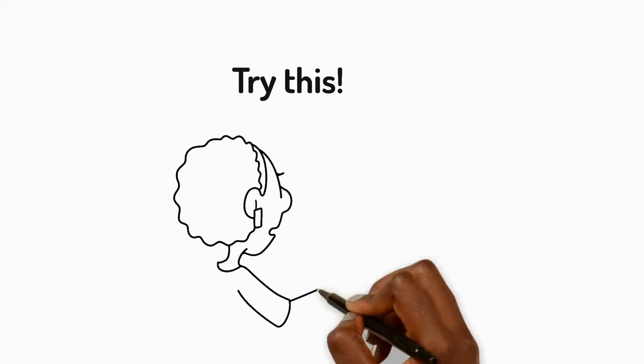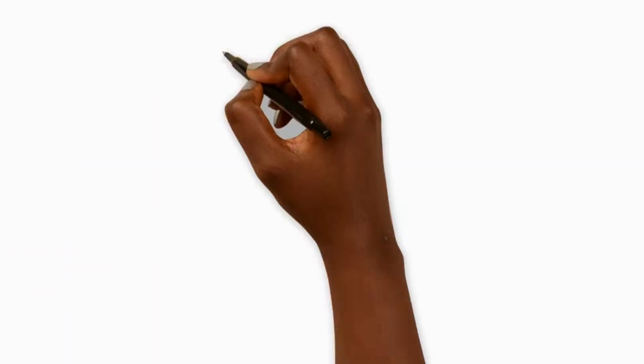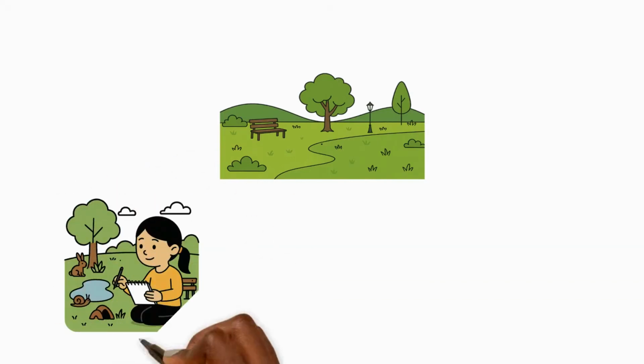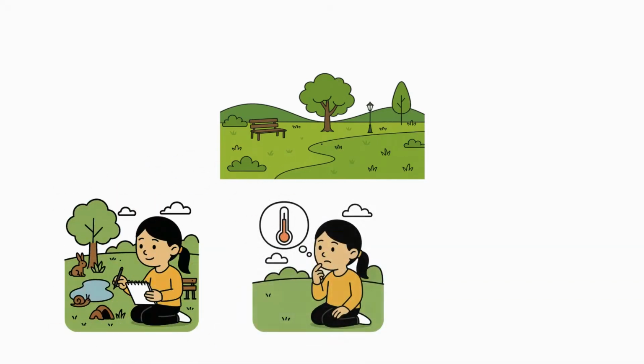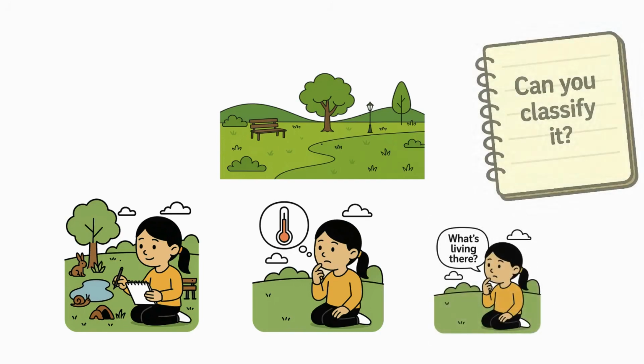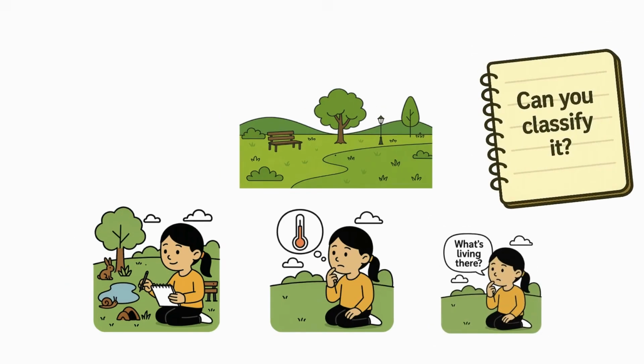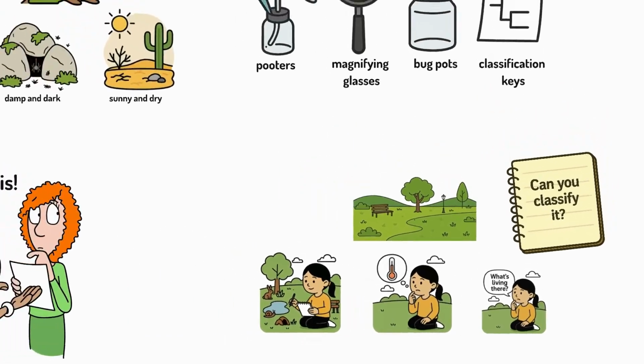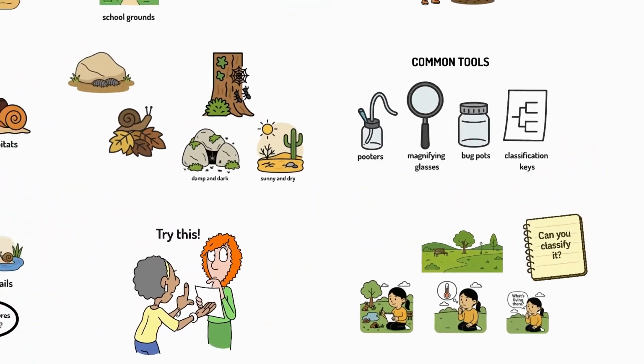Try this. Visit a local green space with a notebook. Choose a microhabitat and record what you find. What's the temperature like? What's living there? Can you classify it? Learn more in our Key Stage 2, Living Things and Our Habitats playlist.